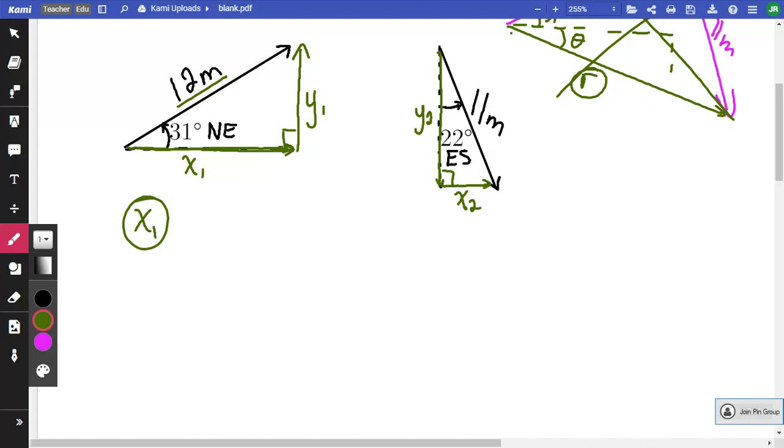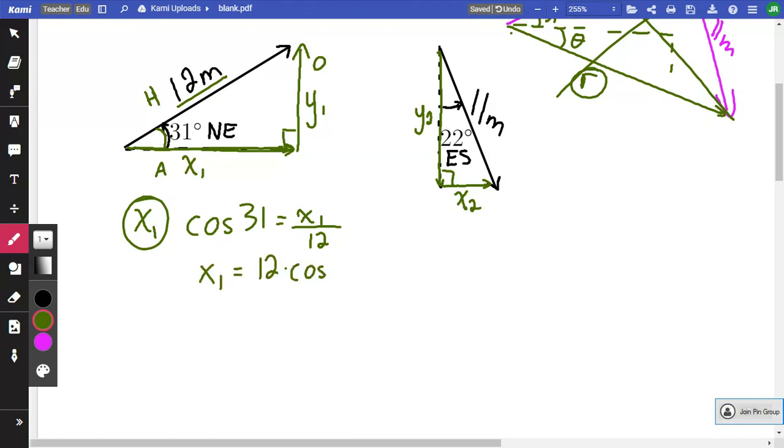So let's get going. Where we're going to start is we're going to start off by solving for x1. And the way we're going to do that is we're going to use SOHCAHTOA. With this angle here, this 31, we've got x is the adjacent, y is the opposite, 12 is the hypotenuse. So we want to use the hypotenuse to get the adjacent, so we're going to do cosine. And so cos of 31 is the adjacent, x1, over the hypotenuse, which is 12, which means x1 is going to be 12 times cos 31. And that gives us a value of 10.3. Proper sig figs would give us 2 sig figs, right? Meters.